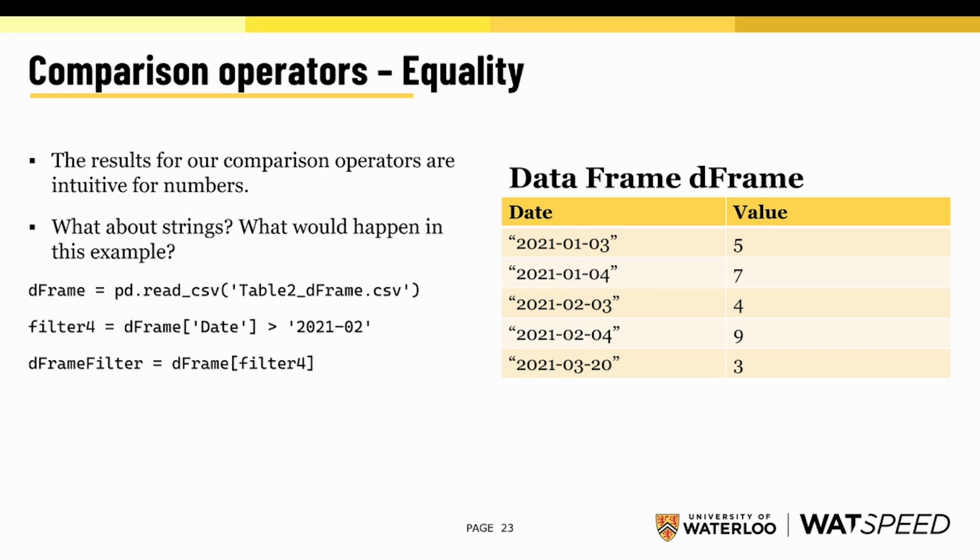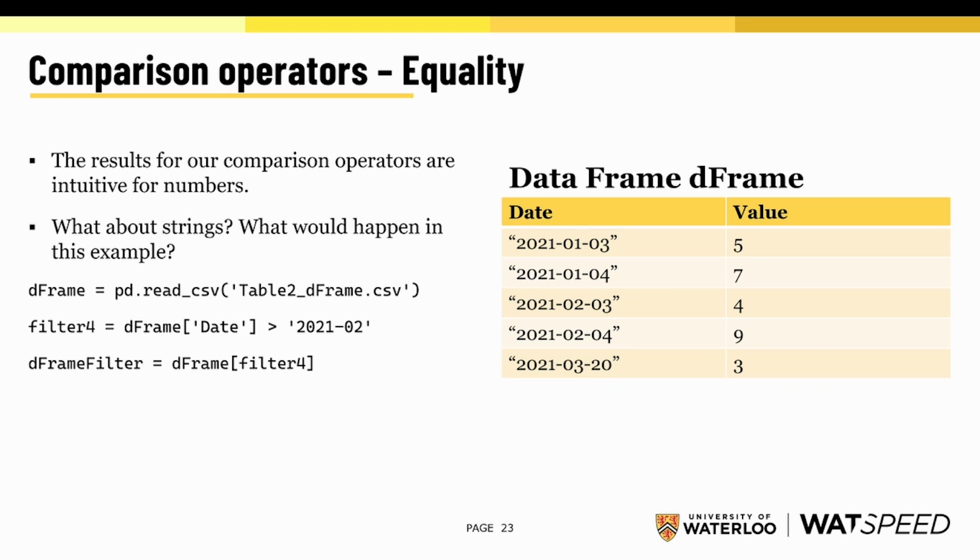But what about our strings? What would happen in this example? Let's say we had this test data frame called dframe. We've got two columns, date and value. And we tried to write a filter condition where we ask, give me rows where the date column is greater than the value 2021-02. What do you think would happen?